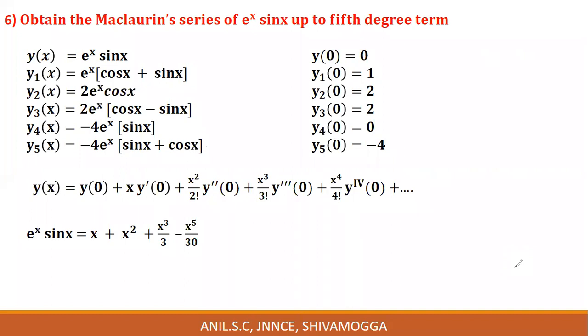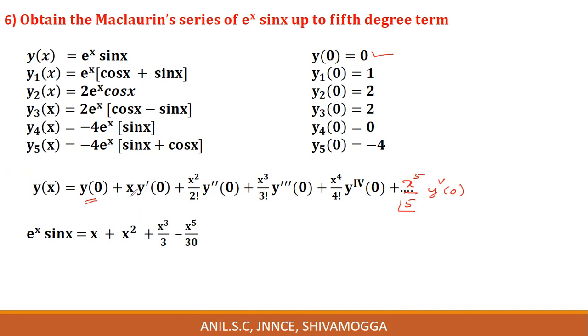We obtained all the 5 derivatives. Now we can easily write the Maclaurin's series: y of 0 plus x into y dash of 0 plus x square by 2 factorial into y double dash 0 plus x cube by 3 factorial into y triple dash 0 plus x power 4 by 4 factorial into fourth derivative, and next term will be x power 5 divided by 5 factorial into fifth derivative at x equal to 0.